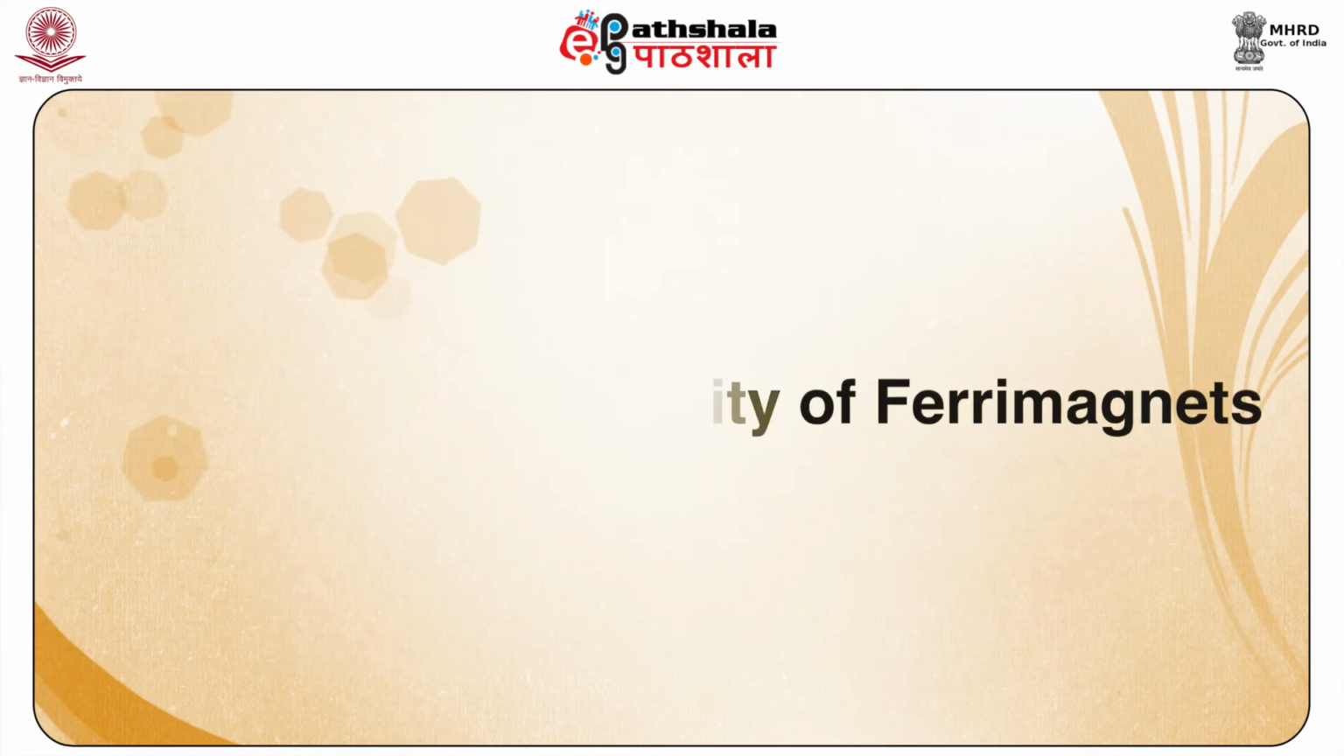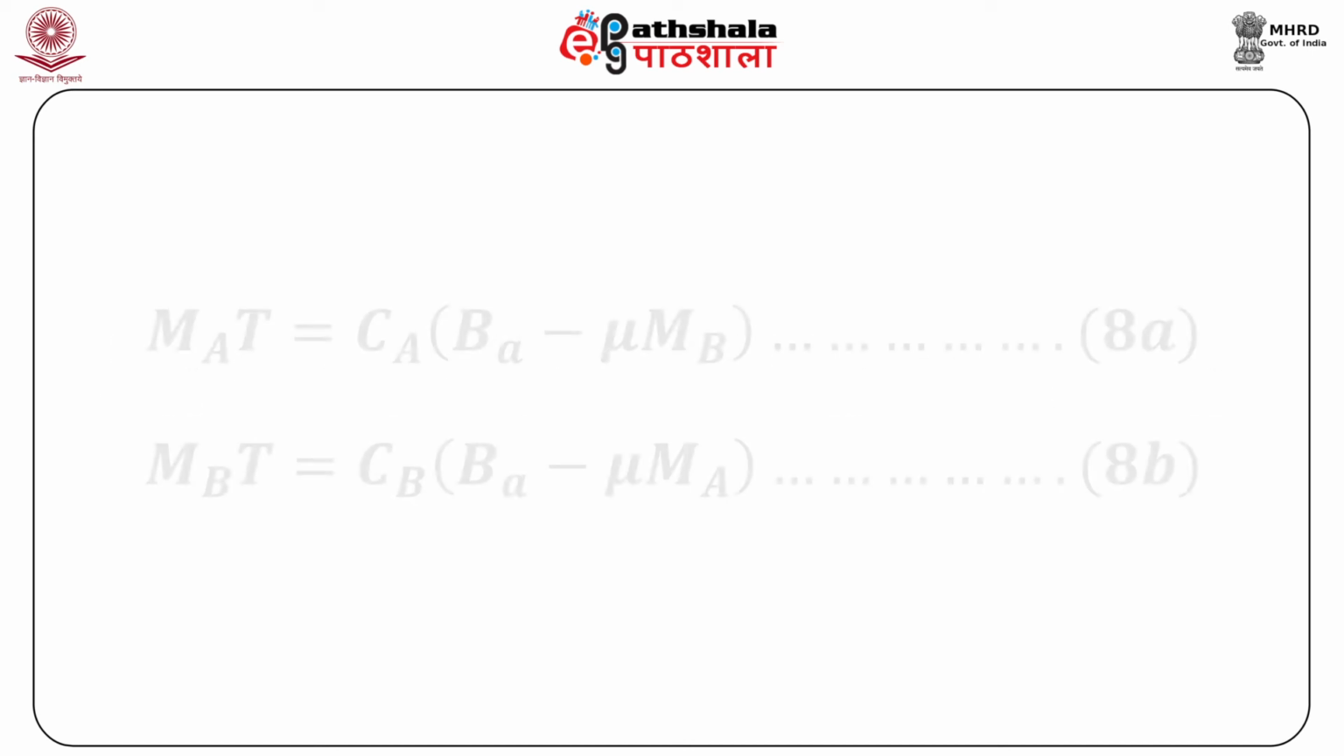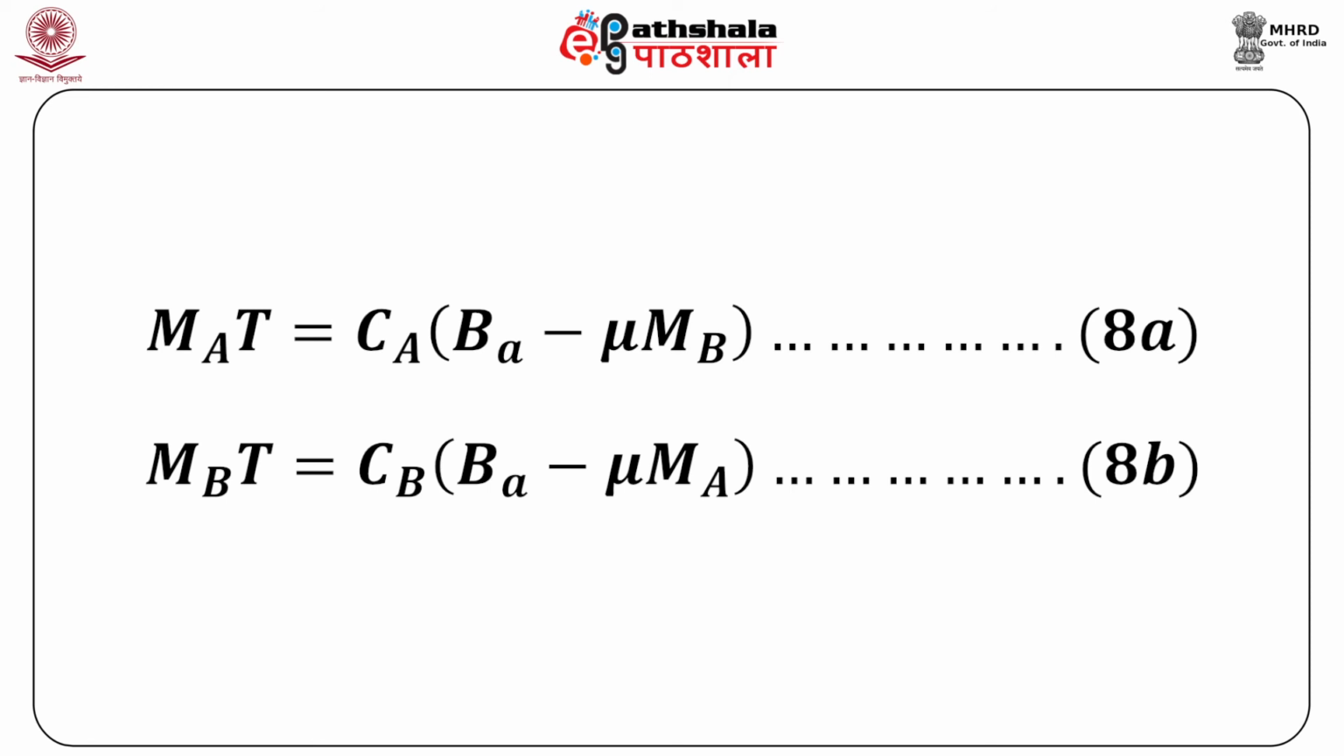Magnetic susceptibility of ferrimagnets. Let us consider separate Curie constants Ca and Cb for the ions on the A and B sublattices. For simplicity, let all interactions be zero except for an antiparallel interaction between the A and B sublattices. Ba = −μMb, Bb = −μMa, where μ is positive. According to the mean field approximation, MaT = Ca(Ba − μMb), and MbT = Cb(Ba − μMa), where Ba is the applied field.